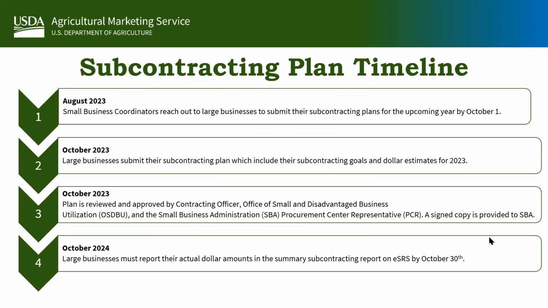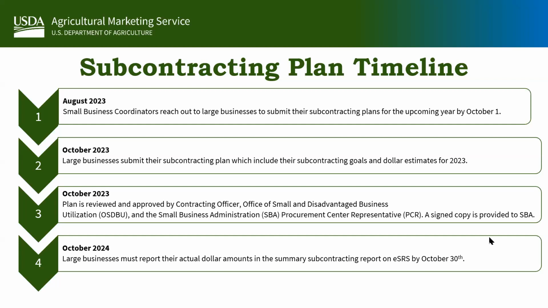Now when we talk about subcontracting plans, summary reports, and what's due and when, the best way to think about the process is in a timeline form that we have on this slide. So for step one, in August, we typically reach out to all of our large vendors, informing them that if the company anticipates being awarded a contract over $750,000 for the upcoming year, so in this case, 2024, you will need to submit a subcontracting plan.